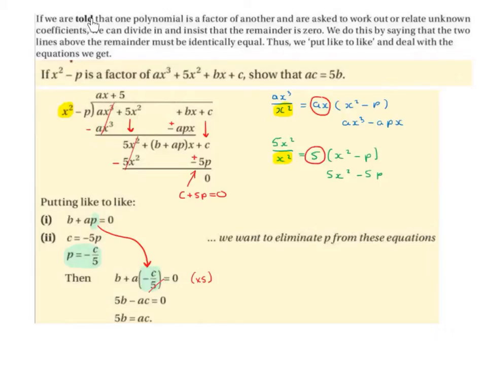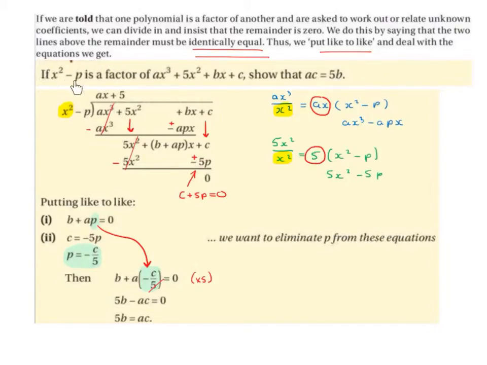If we are told that one polynomial is a factor of another and are asked to work out or relate unknown coefficients, we can divide in and insist that the remainder is 0. We do this by saying that the two lines above the remainder must be identically equal. We've already worked with identically equal polynomials in the last video, so we should be familiar with them. Thus, we put like to like and deal with the equations we get.